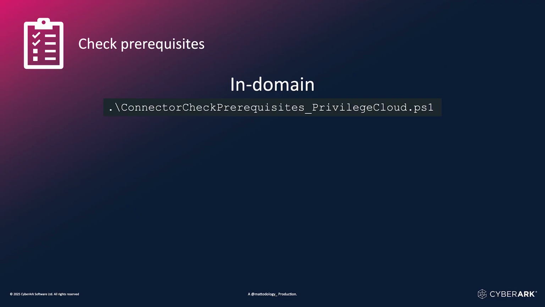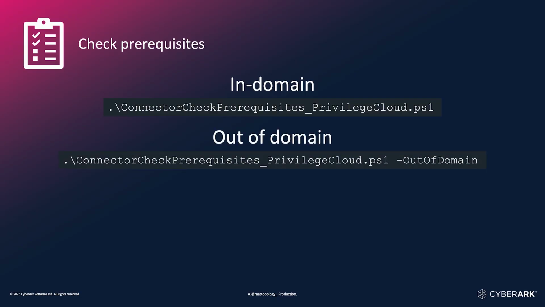Next, you can choose out-of-domain setup. Select this approach when your connector needs to operate outside of the main Active Directory domain. It's useful for environments with isolated resources or separate network segments.